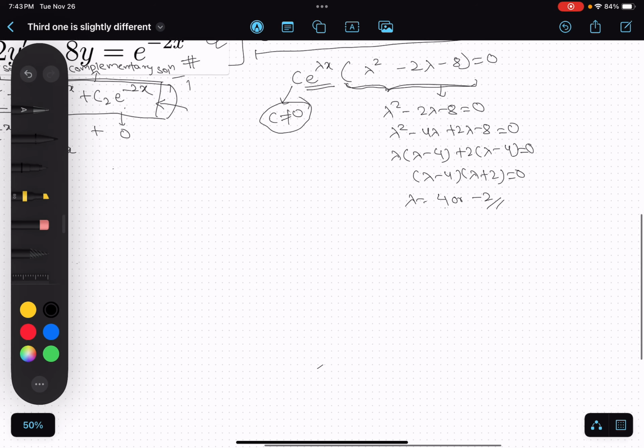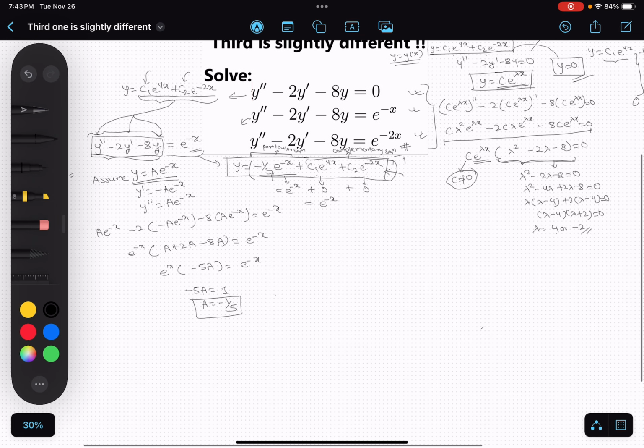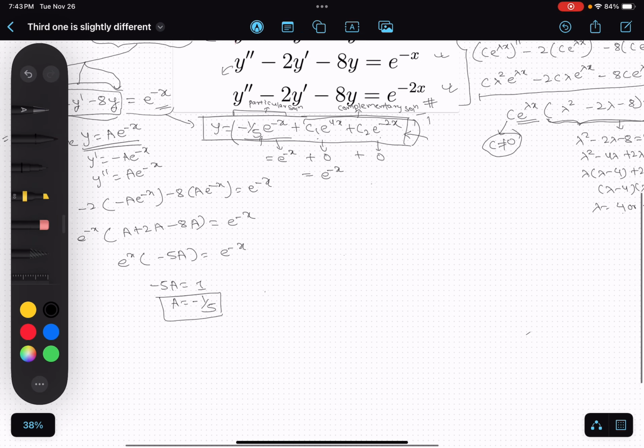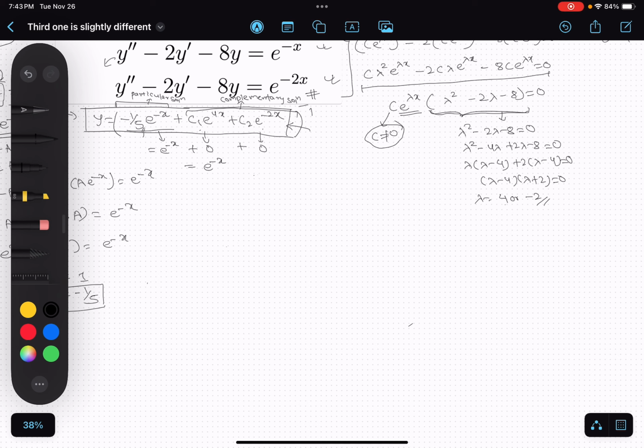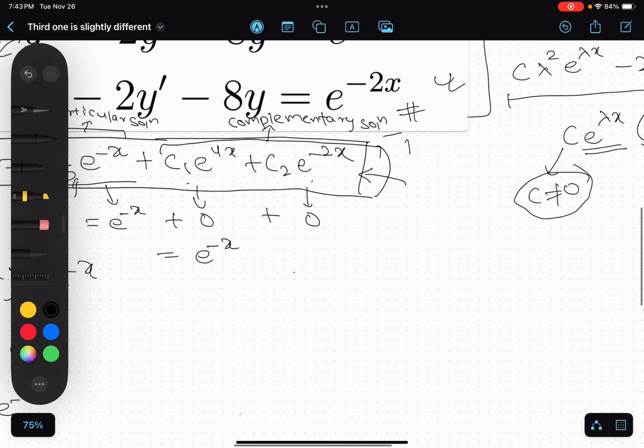That is it. And now let's go to the third one. I guess you get the idea, right? Now it seems like in the third one also we need a complementary solution. But I said it's different, right? So let's see how that's different.